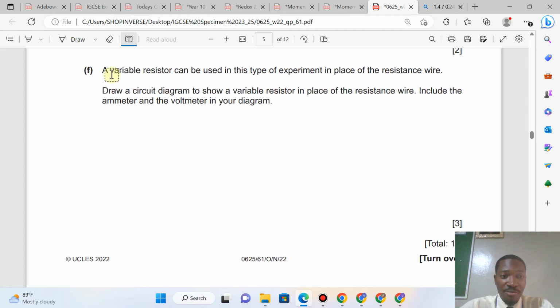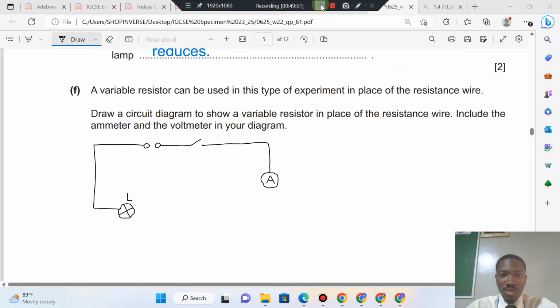Question F. A variable resistor can be used in this type of experiment in place of the resistance wire. Draw a circuit diagram to show a variable resistor in place of the resistance wire. Include ammeter and the voltmeter in your diagram. So I will draw, the next thing you see is the diagram.